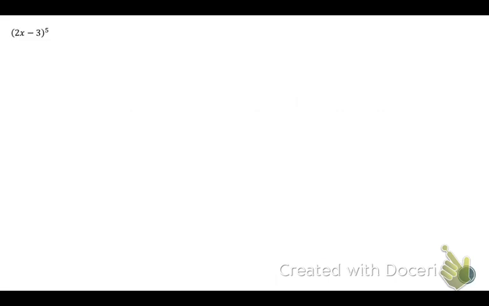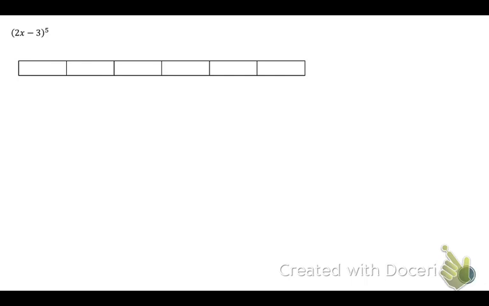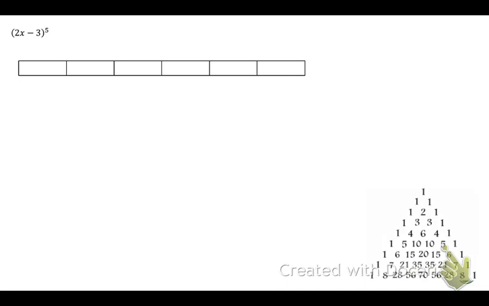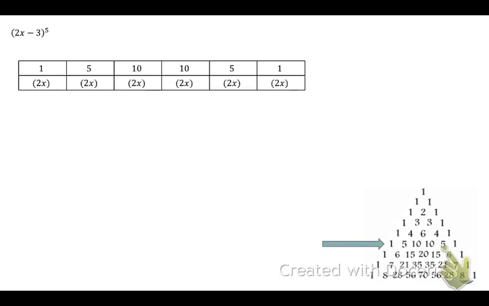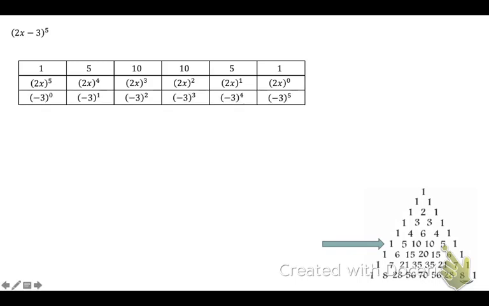This is the last example, I promise. So here we have an exponent of 5, so we're going to have 6 boxes. The terms from the 5th row of Pascal's triangle go in there. So that's going to be 1, 5, 10, 10, 5, 1. If you forget which row, you just count how many boxes you have and then see which row has that many terms. Okay, the next part we're going to have 2x to the 5th, and then count down 5, 4, 3, 2, 1, 0. And then negative 3, count up 0, 1, 2, 3, 4, 5.